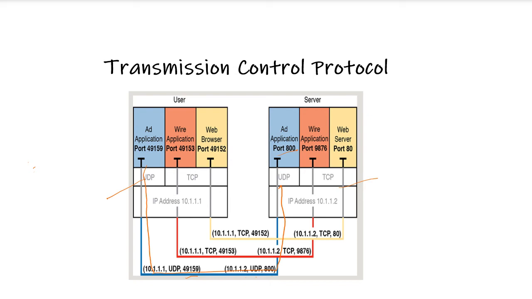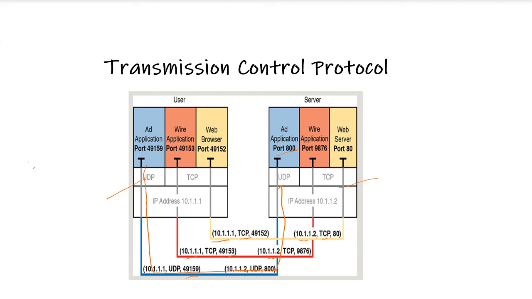Whereas the second application uses the same source IP address 10.1.1.1 and TCP as the protocol, and the source port is 14,153. On the socket on the other side, the destination IP address is the same, 10.1.1.2, the protocol is TCP, and the destination port is 9876. So we see that the third one is a TCP application, and the source port is the same, and the destination port and the protocol are the same on the server side.